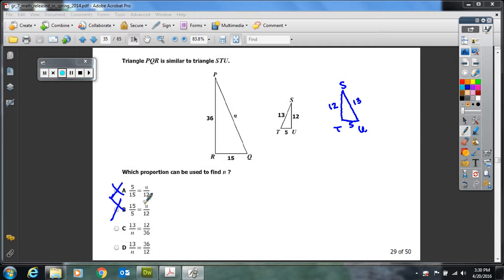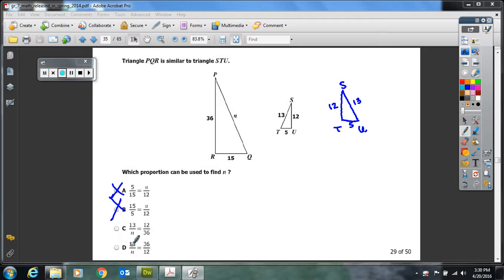Let's look at letter C, see if this answer looks good. They said that the small triangle is to the big triangle. Those two sides definitely correspond to one another, as the small triangle corresponds to the big triangle. Those two sides definitely correspond to one another as well. So that proportion looks pretty good. Now we're going to hold off and we'll check on D just to make sure.